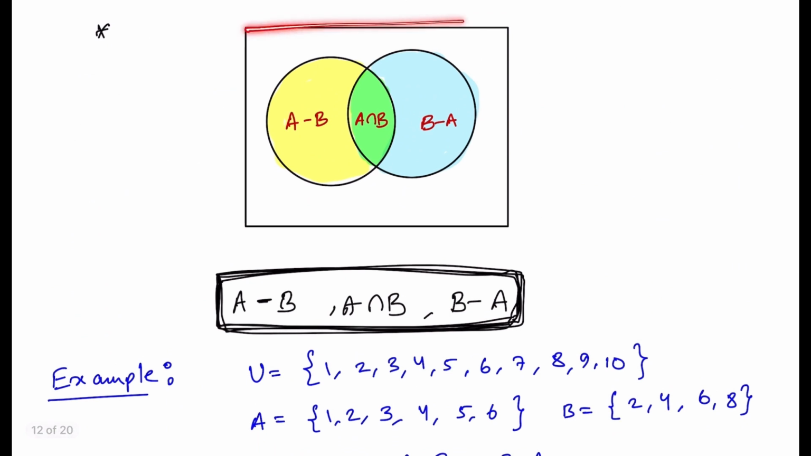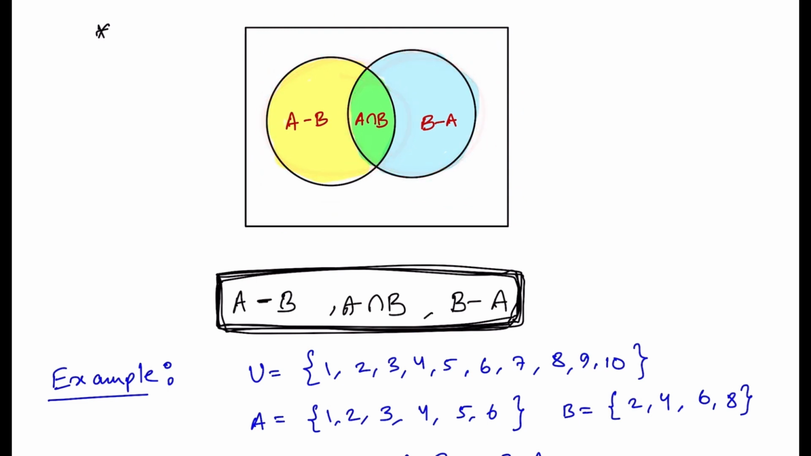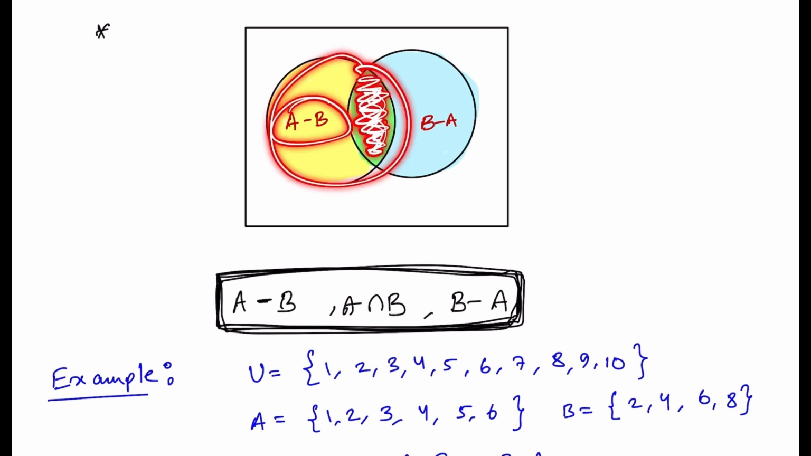This was the Venn diagram in which I have drawn two sets. This is the common region. This region is A minus B, and this region is B minus A. Now see, this is set A, from which if I remove this region, I will get A minus B. So from set A, remove A intersection B, and we will get A minus B.